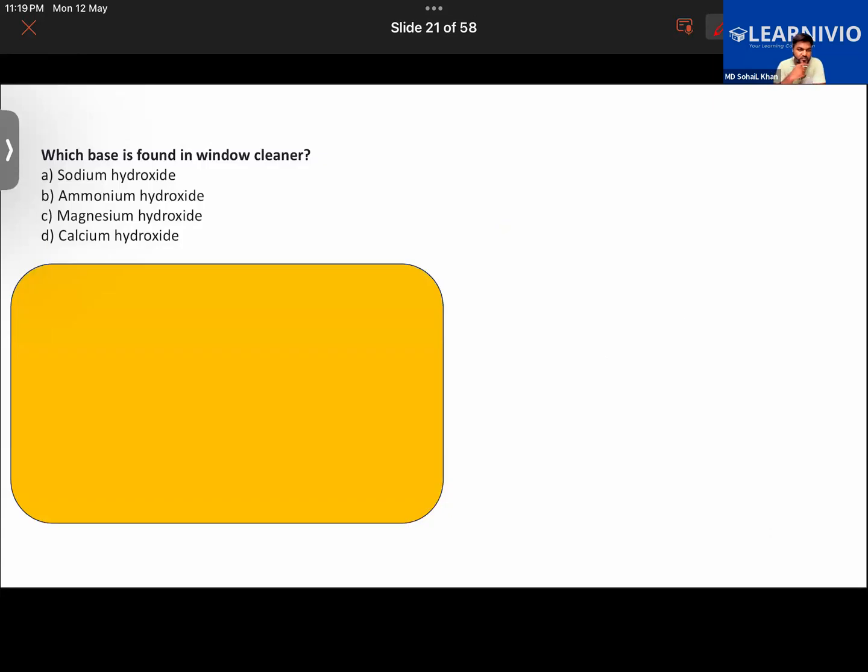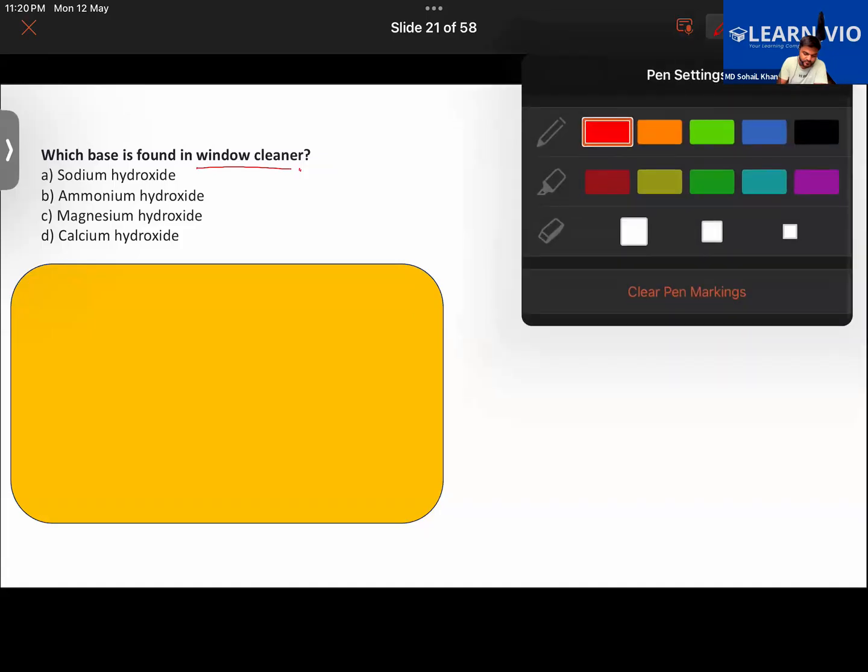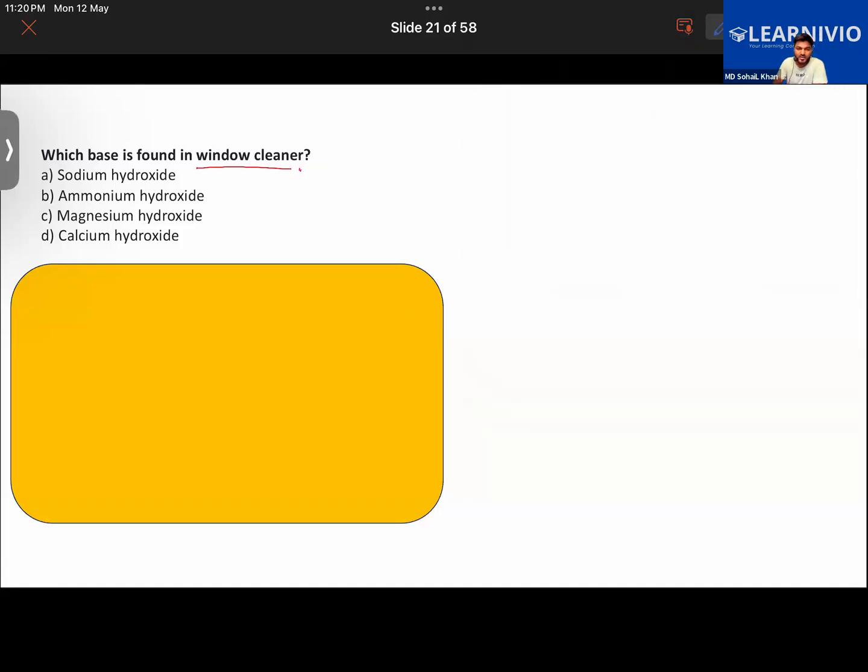Answer this question. Which base is found in the window cleaners? Sir, lactic. Lactic, it's not even in the option. Which base is found in the window cleaner? Ammonia. Lactic acid is not even found there. Sir, ammonium hydroxide. Exactly. It's the ammonium hydroxide which is basically used in the window cleaners.